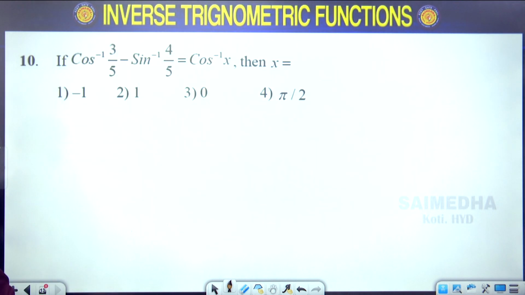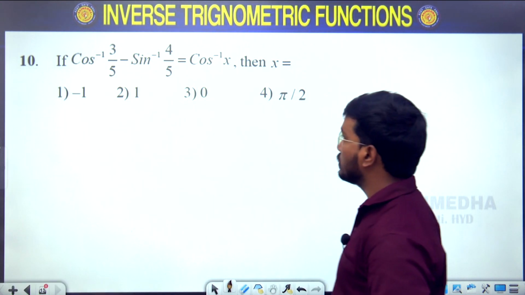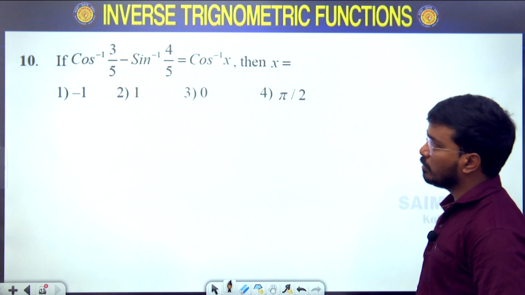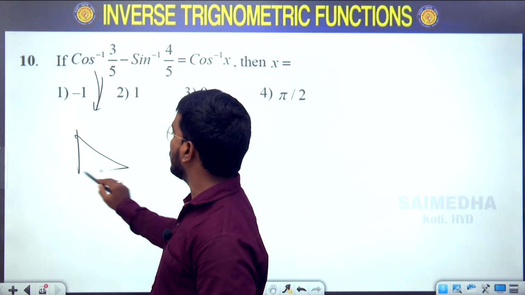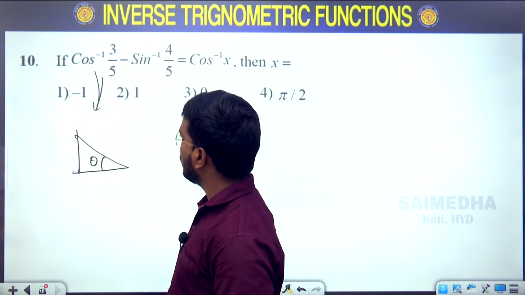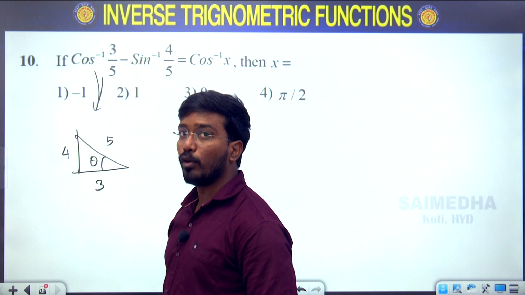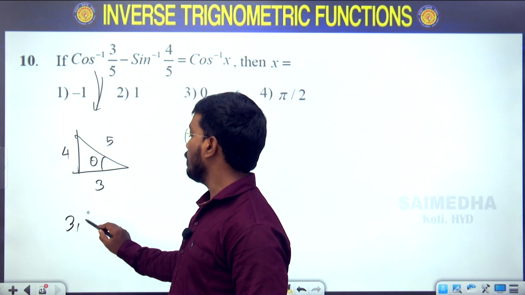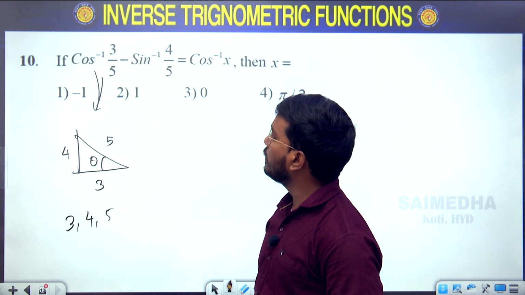Last question. Cos inverse of 3 by 5 minus sin inverse of 4 by 5 is equal to cos inverse of x. Then x is equal to? Shall I write this cos inverse in terms of sin inverse? Yes, we can write it by the triangle method. Adjacent by hypotenuse. What is the opposite going to become? 4. 3, 4, 5 is a triplet. So with that we can write the formula in terms of sine inverse.